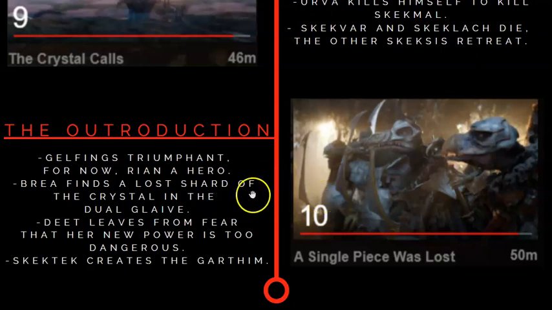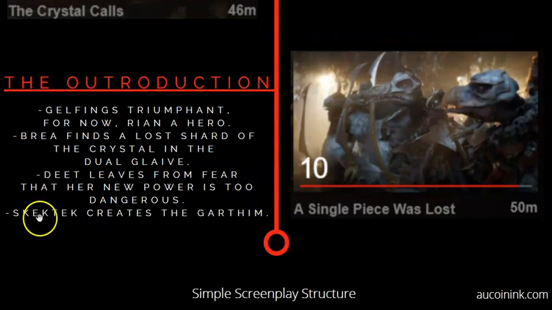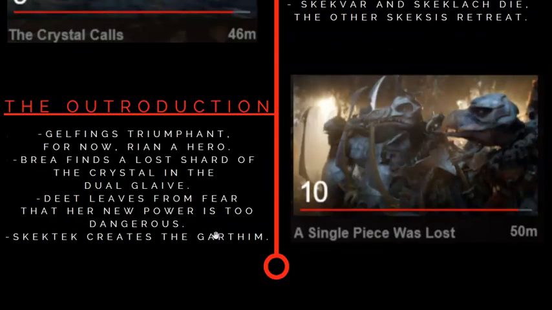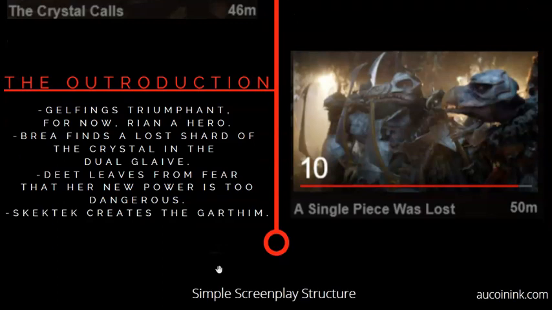And then the entire season ends with Skektek, the scientist, creating the Garthim, which is a combination of an Arathim and these other guys, people that were staying with them. These two creatures that had their mouths sewn shut. He combined those people, or whatever they are, with Arathim, and created those big, giant, crustacean-like Garthim that were in the film.